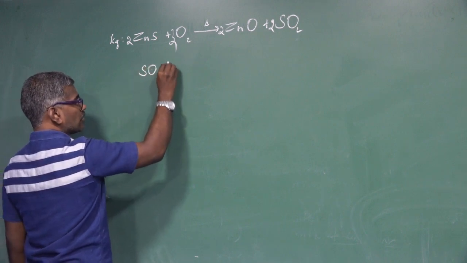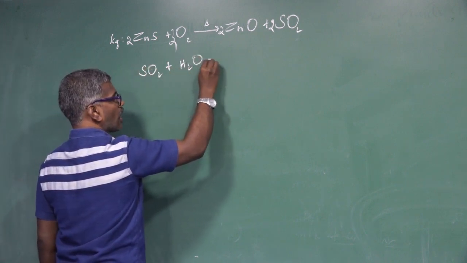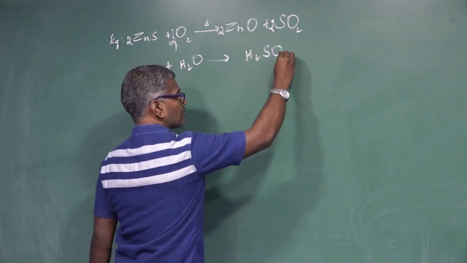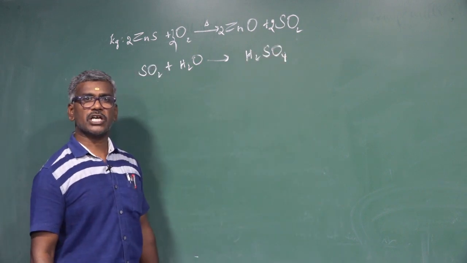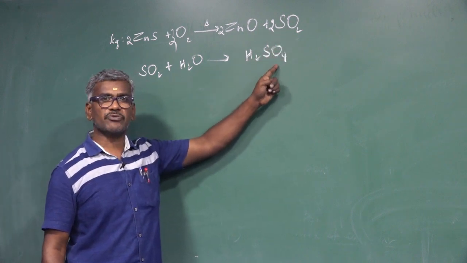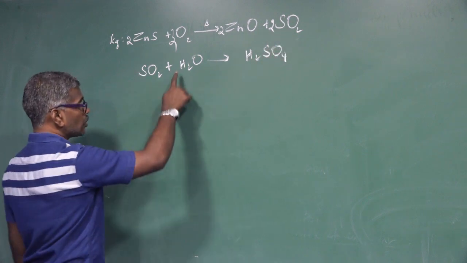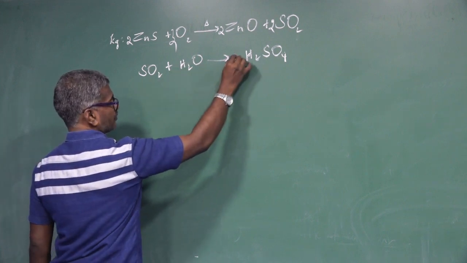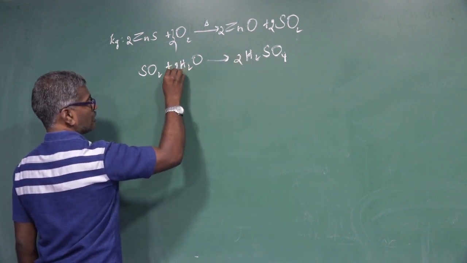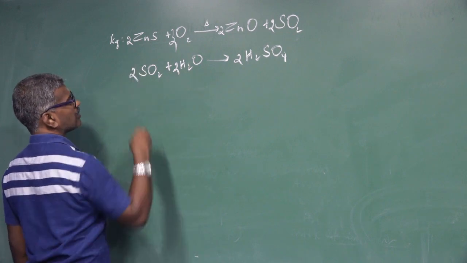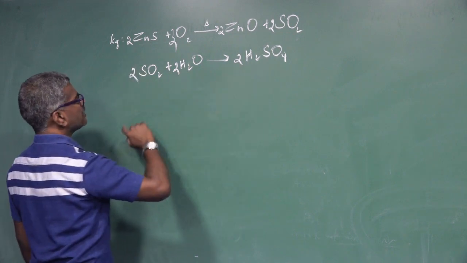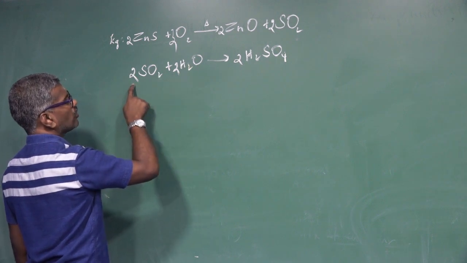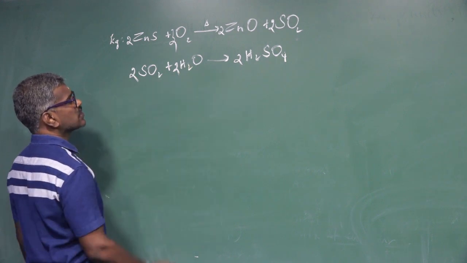This SO2 further reacts with water to form H2SO4. This method prepares both SO2 and sulfuric acid. How to balance the equation? 2 hydrogen, 2 hydrogen, oxygen. Here 8 oxygen, here water, 2, here water, 4. The equation is balanced.